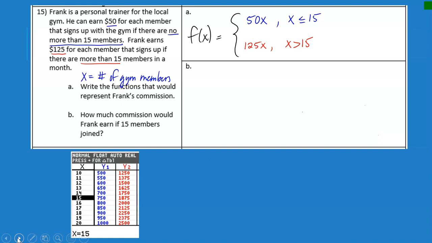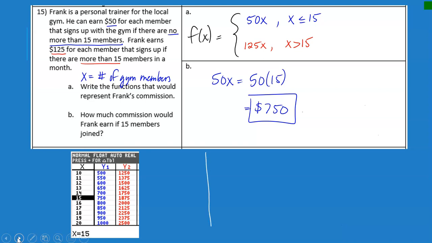Part B is asking us to decide how much commission he would make if there were 15 members exactly. So since this is our boundary number, we have to pay attention to where the equal to bar is, and it happens to be in the blue one. So what I'm going to do is take this blue function, which is 50x, but now instead of x, I'm going to replace that with 15. And then if you multiply these two numbers, it comes out to be 750. So that's how many dollars Frank would make if he had exactly 15 members.